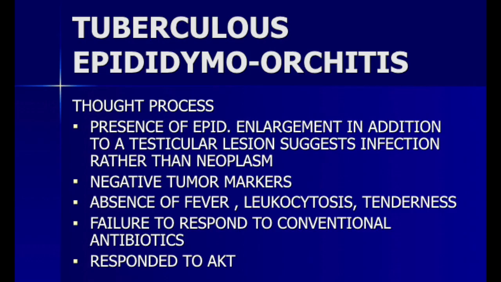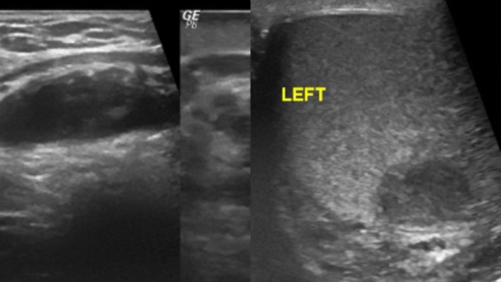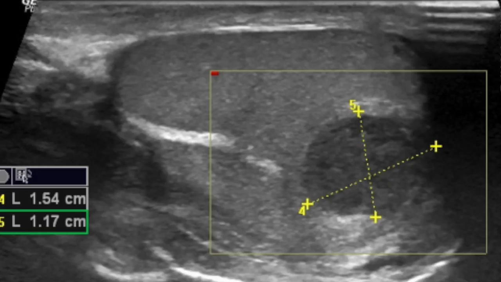Okay, do you have the answer? If you have called it as tuberculous epididymo orchitis, you would be absolutely correct. The thought process being, presence of epididymal enlargement in addition to a testicular lesion suggests infection rather than neoplasm. There were negative tumor markers. Absence of fever, leukocytosis and tenderness rules out an acute inflammatory process. There was a failure to respond to conventional antibiotics. And this patient responded to AKT.